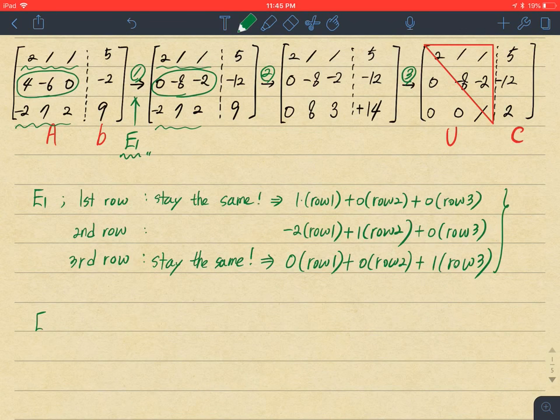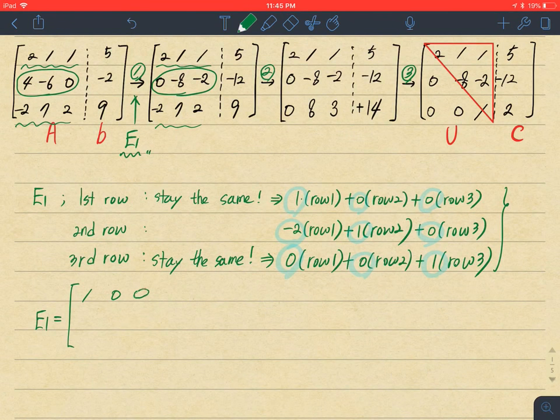All right, E1 is obviously [1 0 0; -2 1 0; 0 0 1]. That's it. So here is what I want to put an emphasis on.